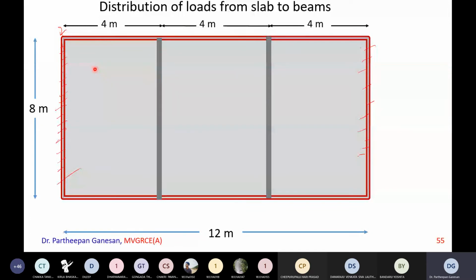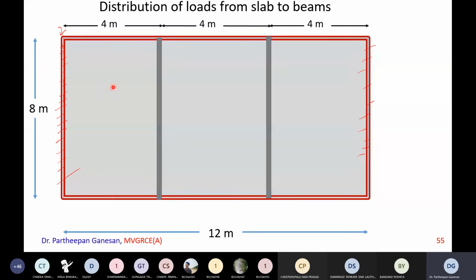But for now, you understand that for this panel, the long span is 8 meter, the short span is 4 meter only. I am not talking about the whole room. I am talking about only this one panel. So long span is 8 meter, short span is 4 meter. Long span by short span is 2. So this is considered as a one-way slab.